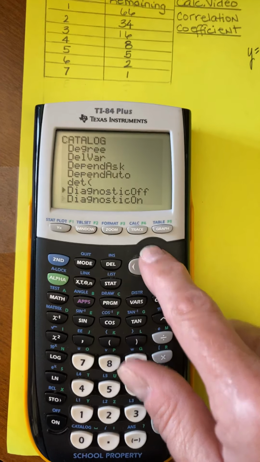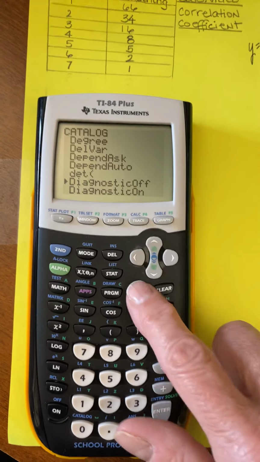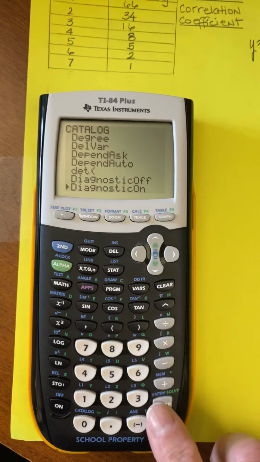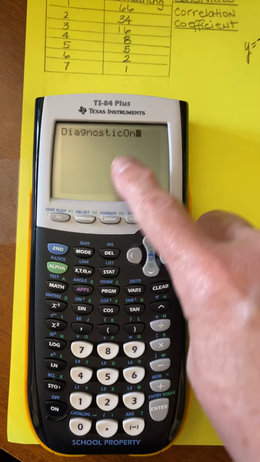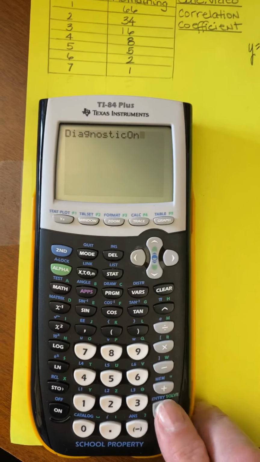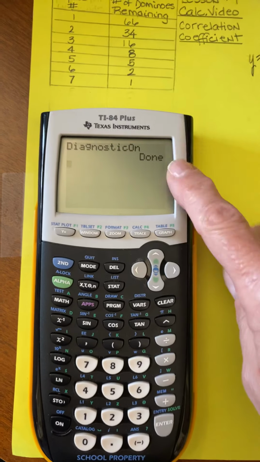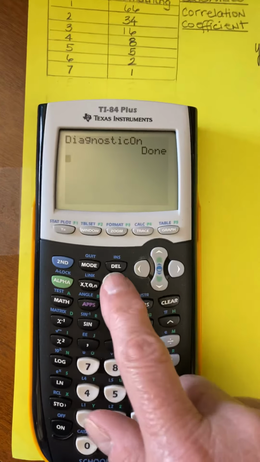And when you get down here, you see Diagnostic off. That's how it's normally set. Diagnostic on. Hit enter. Now, it looks like it's done, but it's not. You have to hit enter again so that it does, in fact, show done. Now your diagnostic is turned on.